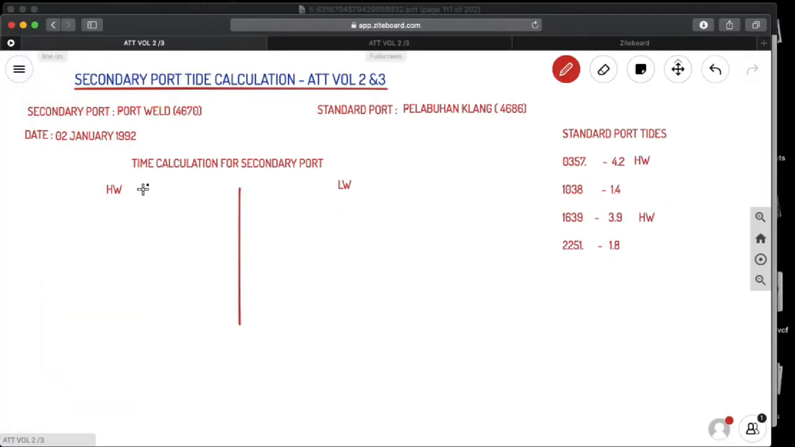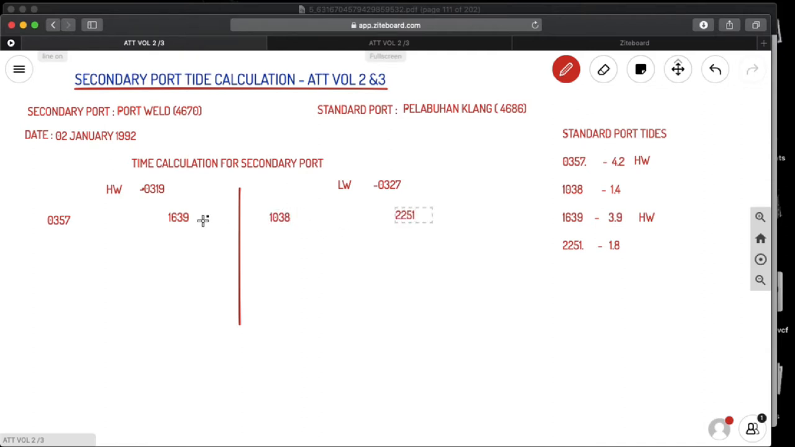So what was it for the high water? It was -0319, and for the low water it was -0327. So let's write what the two high waters are. High waters are 0357 and the other one was 1639. The low waters were 1038, and the other one was 2251.